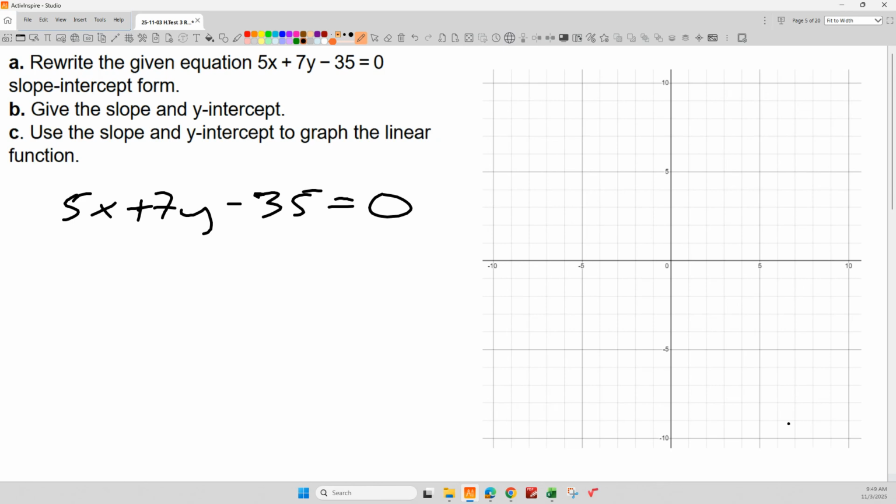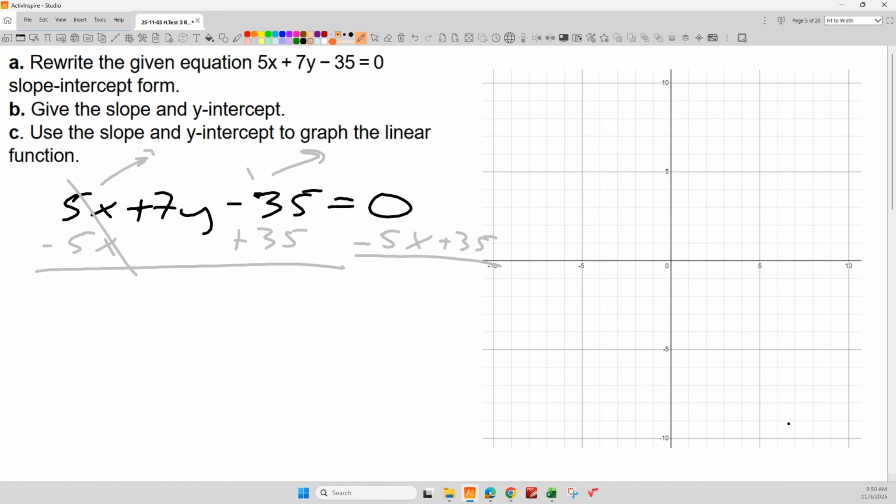So say it again. Add 35 and subtract 5x. So first step, good, would be to move these terms away from the left side. Okay, which is good. We get rid of those. So then we get 7y equals negative 5x plus 35. What's next?